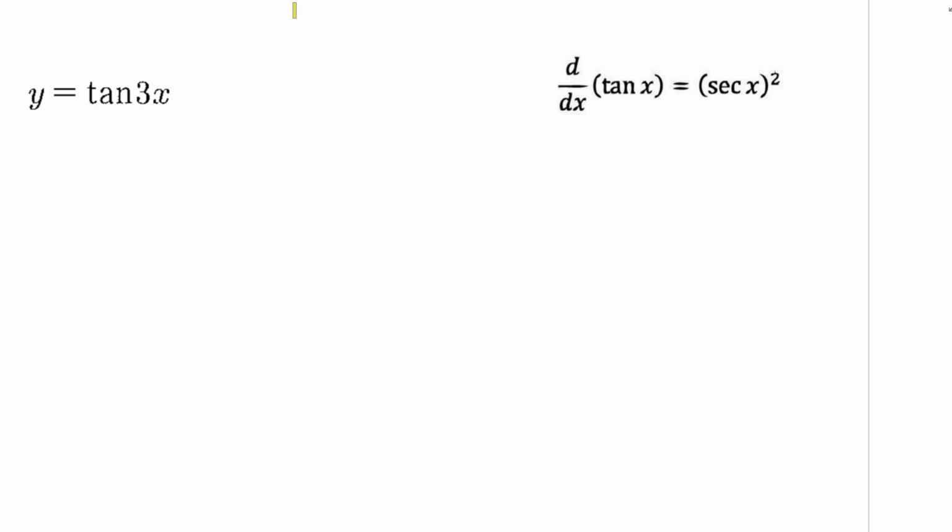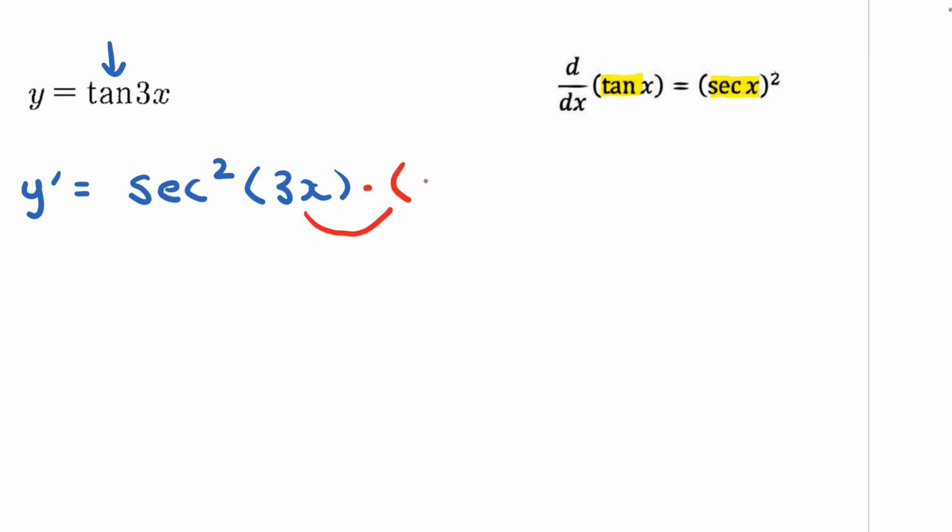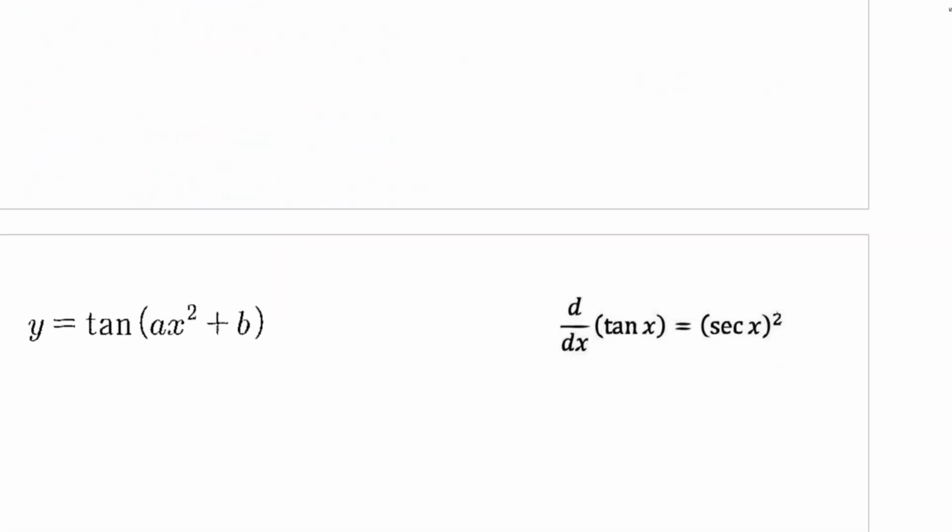Alright, so the derivative of tan 3x. The derivative of tan is going to be secant x all squared. So if I write out y prime, the derivative of tan is going to be secant squared bracket 3x. And then the chain rule states that you need to multiply by the inside there. So the derivative of 3x is going to be 3. If I move that 3 to the front, my final answer would be 3 times secant squared bracket 3x. Okay, so that's it for that one. Let's keep on moving along here.